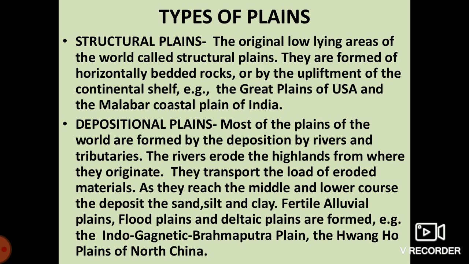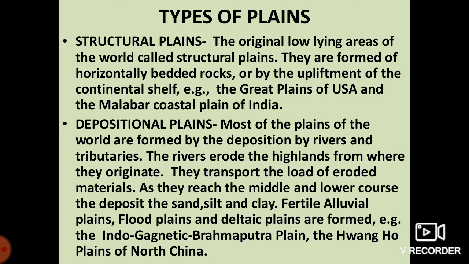Types of plains. Structural plains. The original low-lying areas of the world are called structural plains. Horizontal rocks uplifted by a continental shift. Means one side sea area is there and one side land area is there. That is continental shift. The Malabar coast of India and the Great Plains of USA are examples of structural plains.